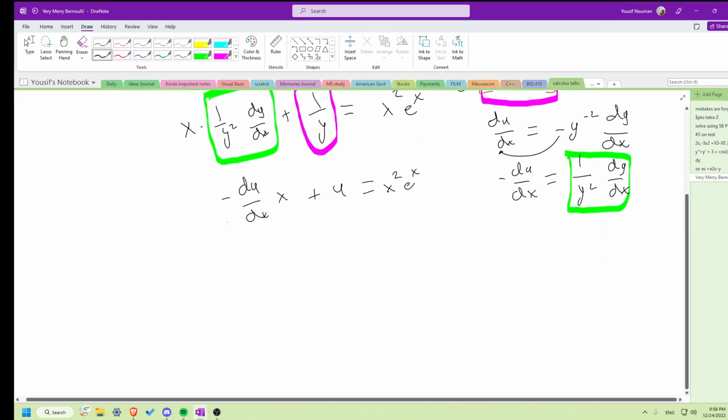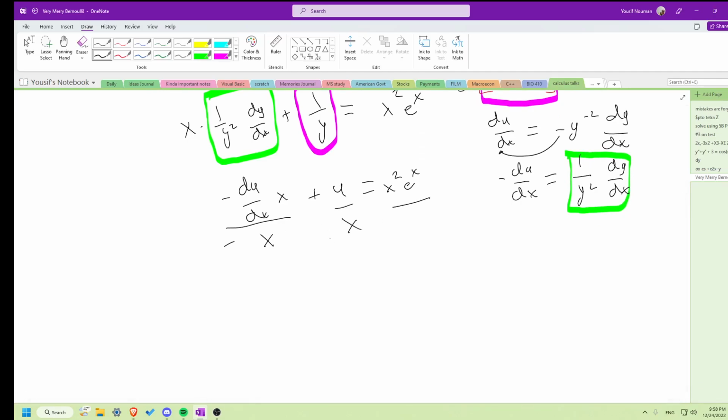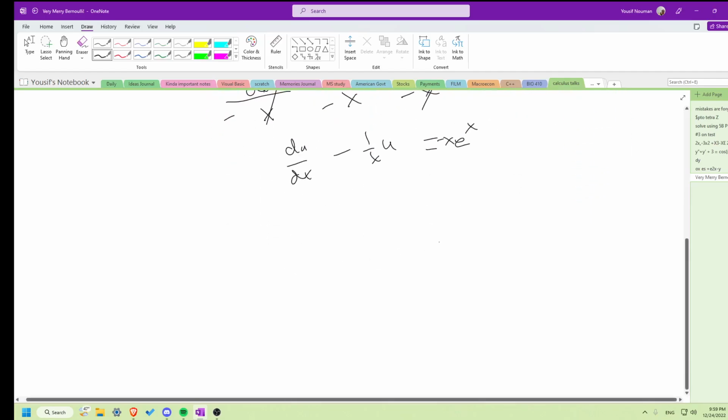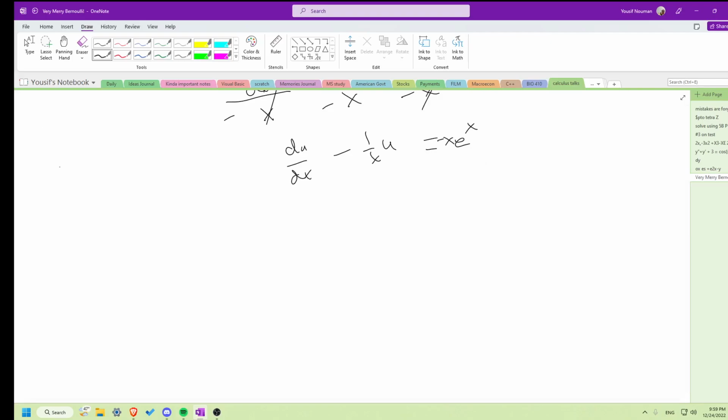Very neat. If we go ahead and divide by negative x, this will cancel out and become negative x e to the x. This will all cancel out and become du/dx minus 1 over x u is equal to negative x e to the x. And now we can use something called the method of integrating factors, whatever you want to call it. Let's set p of x equal to negative 1 over x.